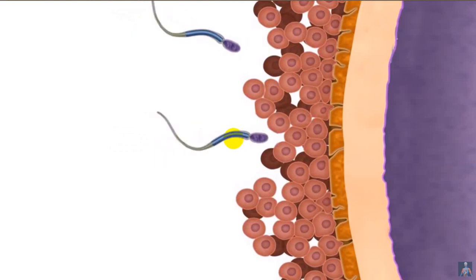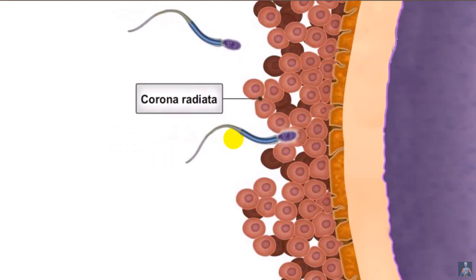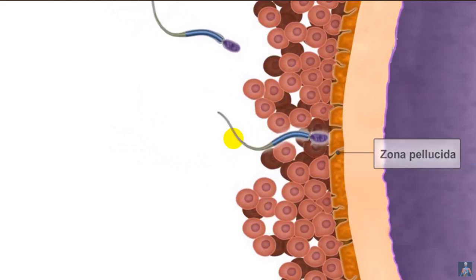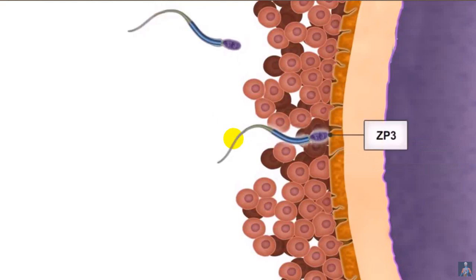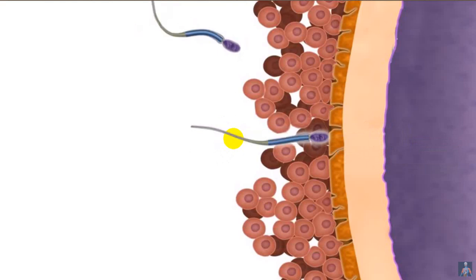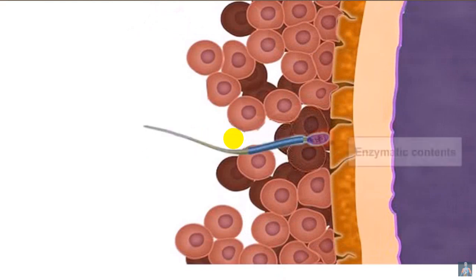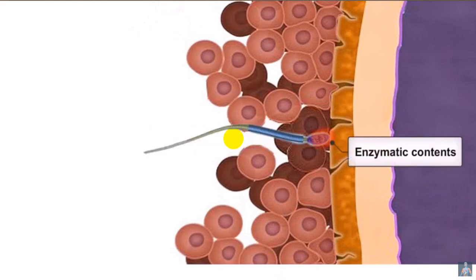The capacitated spermatozoa move through the corona radiata, a dense layer of granulosa cells surrounding the oocyte, and come into contact with the zona pellucida. The zona pellucida expresses specific receptor proteins called ZP3, which bind to proteins expressed in the heads of the spermatozoa. The binding of ZP3 triggers the acrosome reaction, during which the enzymatic contents of the acrosome are released.